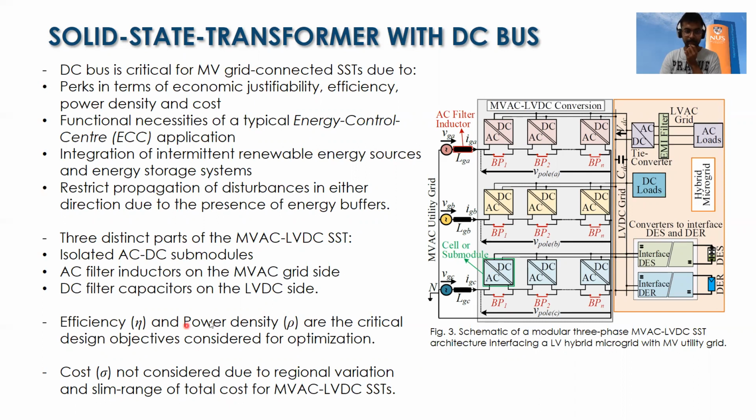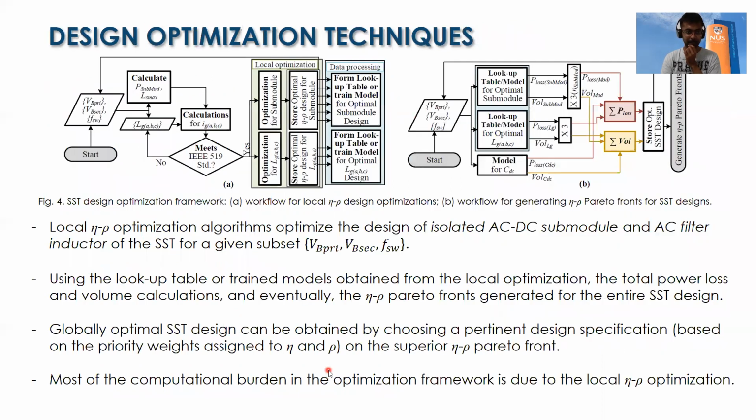So efficiency and power density are the critical design objectives, and the objective of cost is usually not considered because, due to regional variation in cost, the critical objectives of efficiency and power density can be jeopardized. And there's a very slim range of costs for MV AC to LVDC SST, so there is not much value in including this objective in the design optimization.